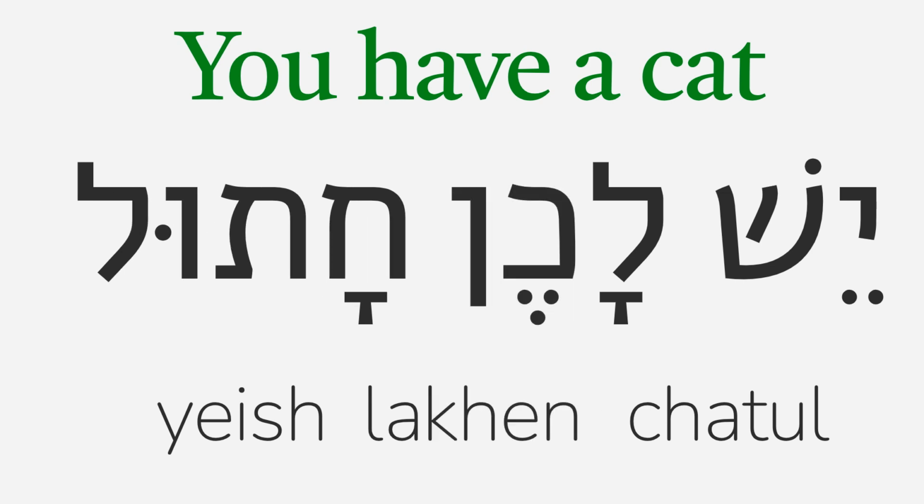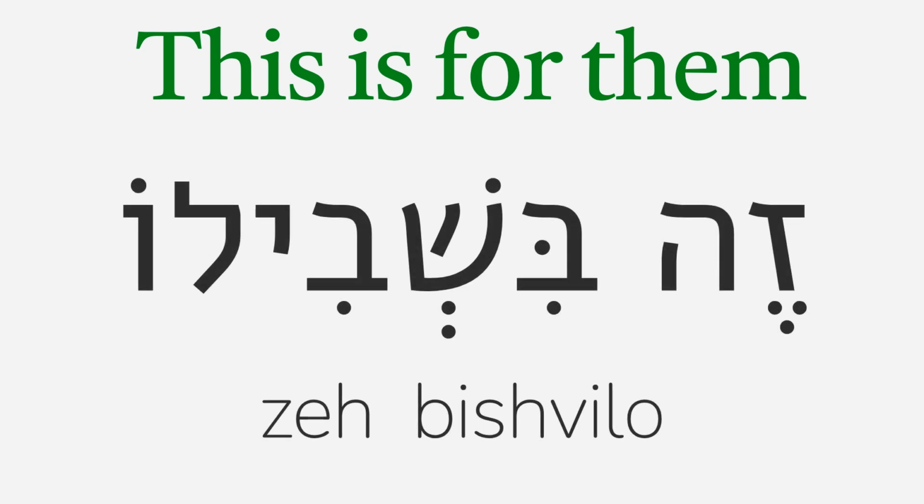Yesh lachem chatul, you have a cat, masculine plural, and yesh lachen chatul, you have a cat, feminine plural. Now let's say this is for them. Earlier we saw the Hebrew sentence this is for him, ze bishvilo. We can take off the o him suffix and replace it with an am or an suffix, which means them. Ze bishvilam, this is for them in masculine form, and ze bishvilan, this is for them in feminine form.